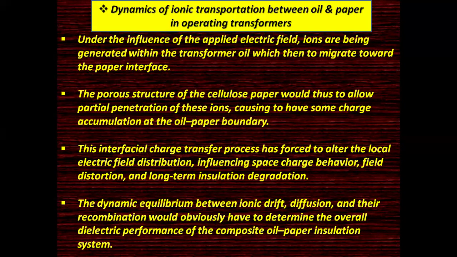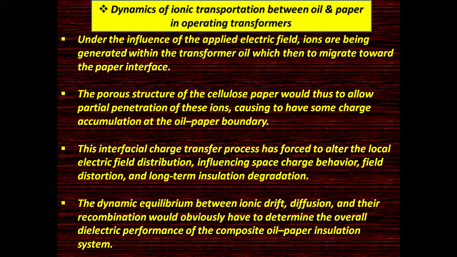Dynamics of ionic transportation between oil and paper in operating transformers. Under the influence of the applied electric field, ions are generated within the transformer oil, which then migrate toward the paper interface.